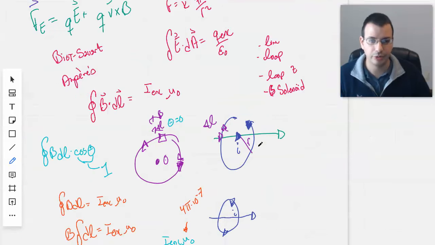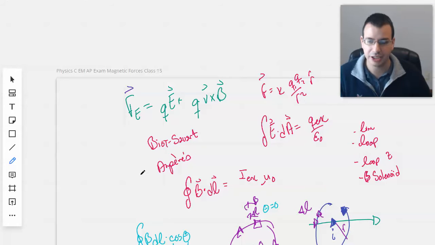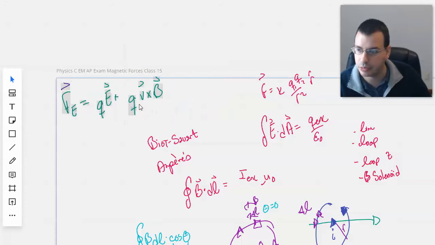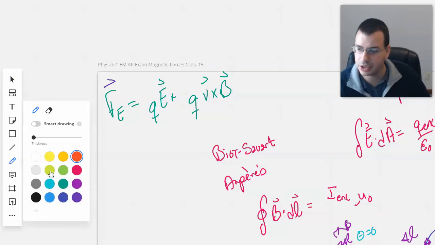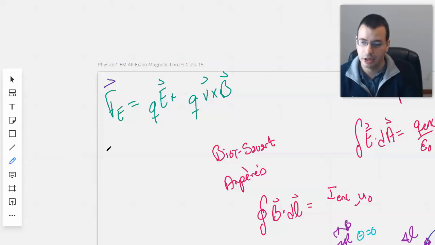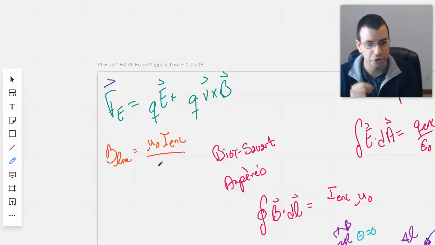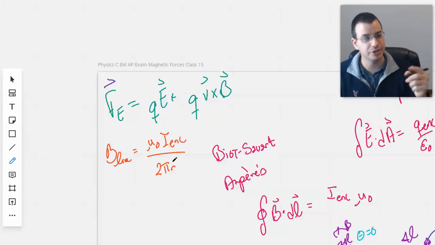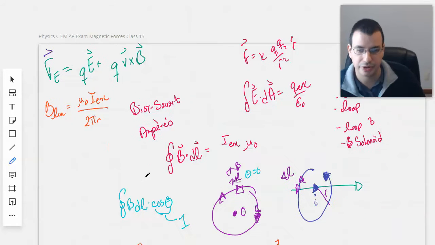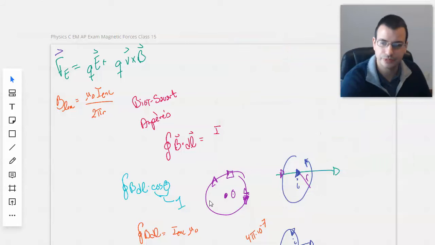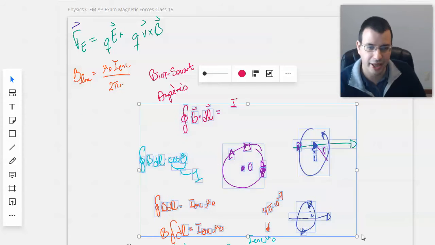Go over here, clean up the board real quick. Do I have any equations that I like to keep? I will keep this one. I will add to it my magnetic field due to a line equals mu naught I enclosed, so basically the I, the wire, over 2 pi r, where r is the distance from the center of the wire that you're looking at. Okay, now I'm going to erase these. And that's how you use Ampere's Law.